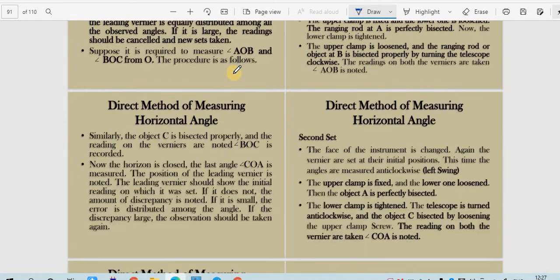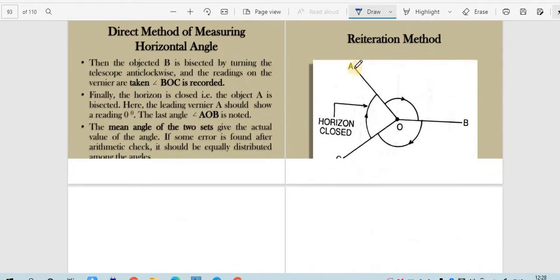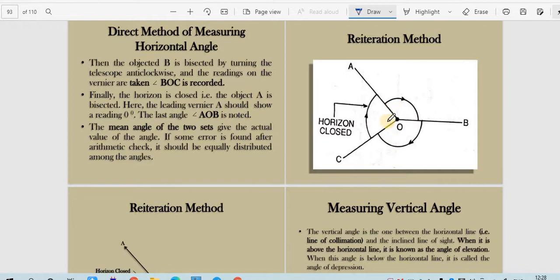So you can see there is a diagram shown over here for the iteration method. This is the point O where you are keeping your theodolite, and from here you are measuring angle AOB, you are measuring angle BOC, you are measuring angle COA. So you are taking a number of observations from a single station, and finally you have started with point A and you are finally closing at point A, completing the horizon. So this method is called your iteration method.